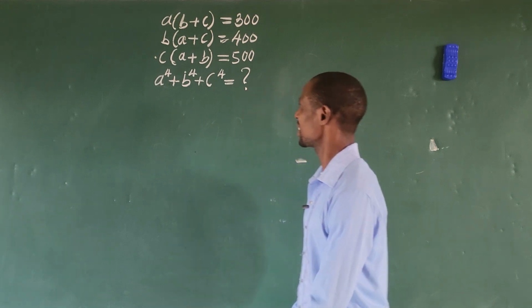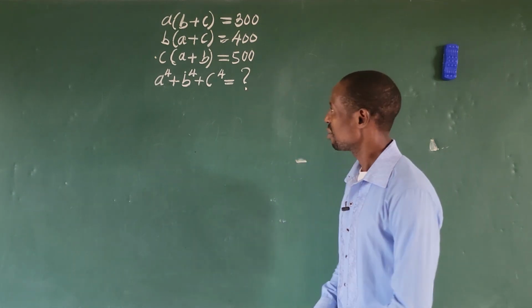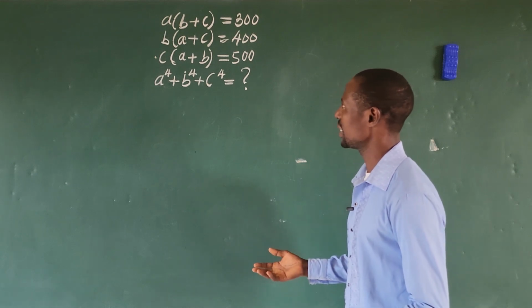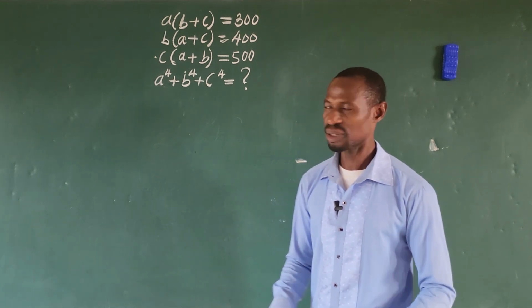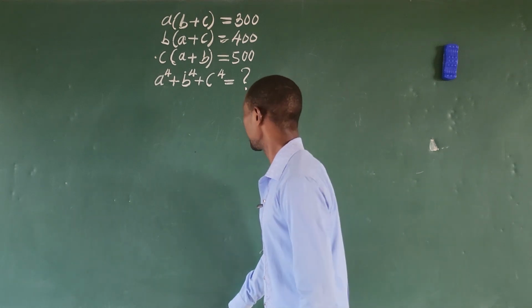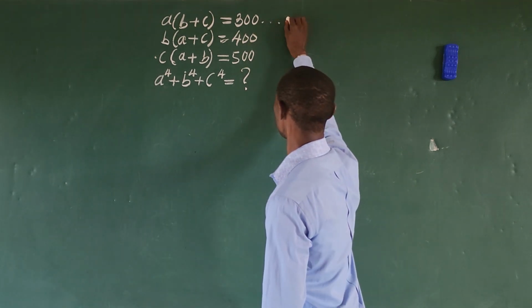Here we have this question before us. The question is A bracket open B plus C close bracket equal to 300. Let's take that as equation 1.